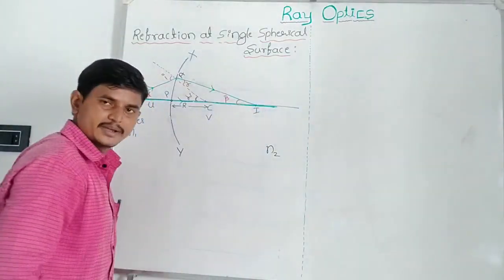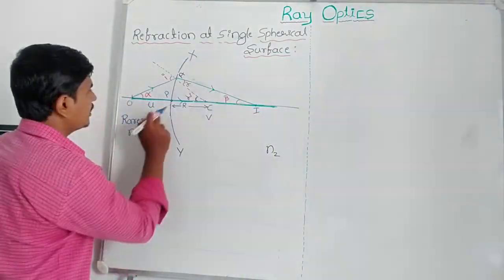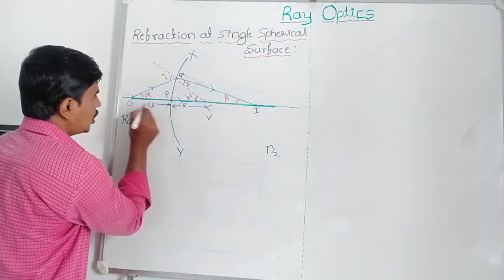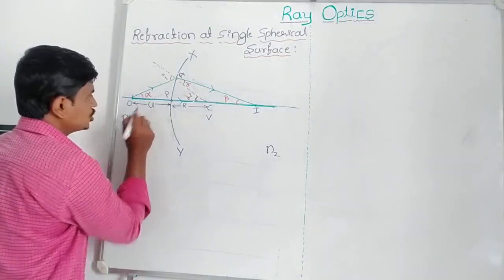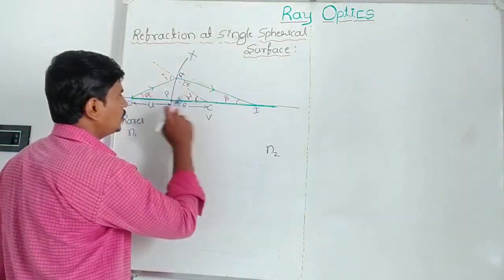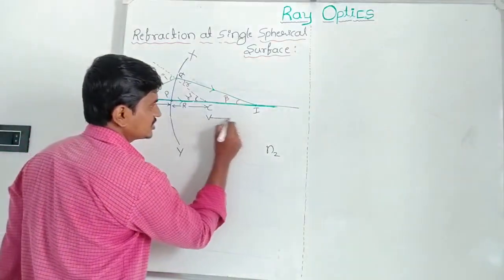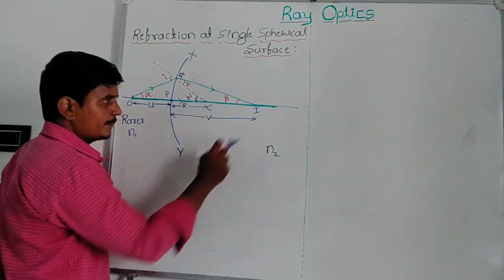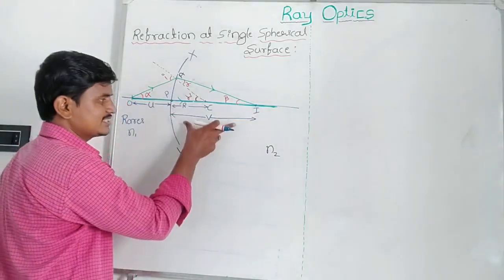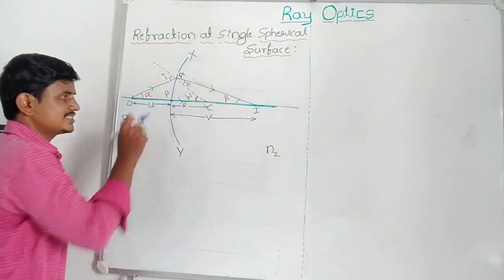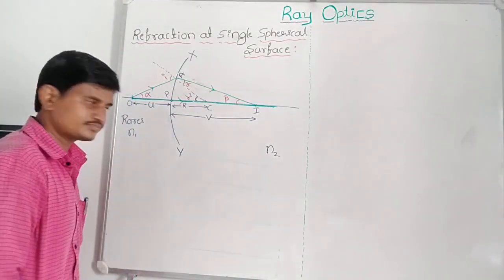I is the image. The distance from the pole to the object is the object distance, u. The distance from image I to pole P is the image distance. Image to pole distance is the image distance, and object to pole distance is the object distance.